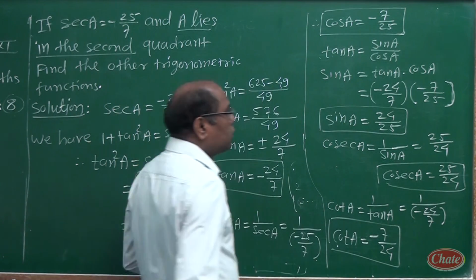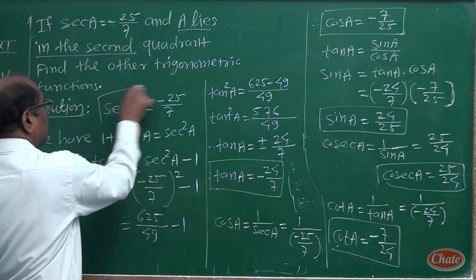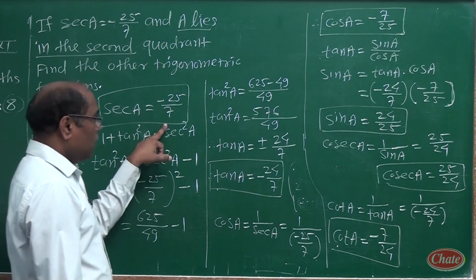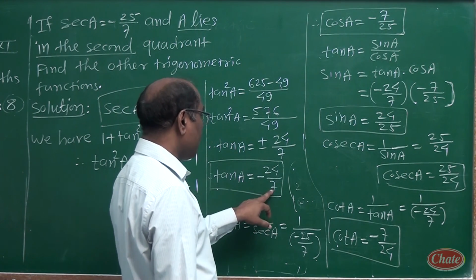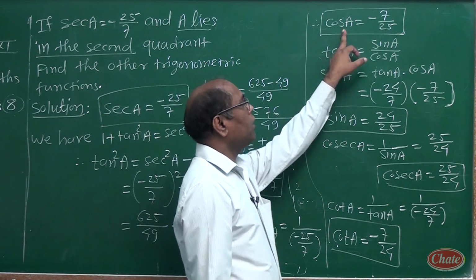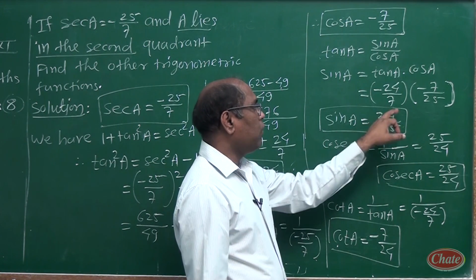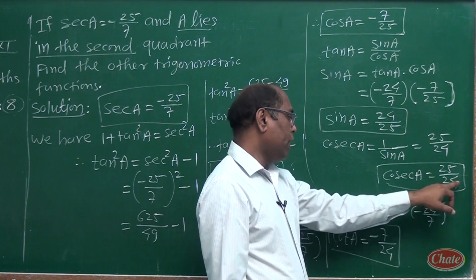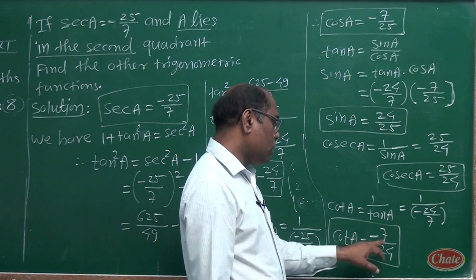Okay. Sec A is minus 25 by 7, tan A is minus 24 by 7, cos A is minus 7 upon 25, sin A is 24 upon 25, cosec A is 25 upon 24, and cot A is equal to minus 7 upon 24.